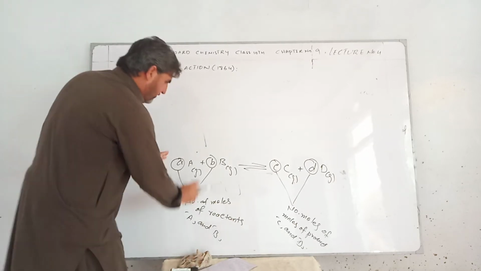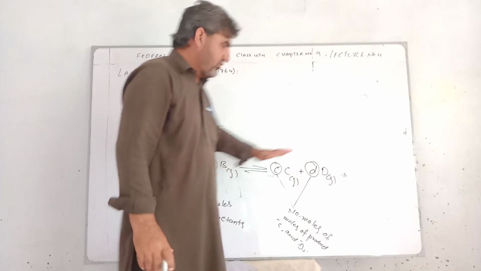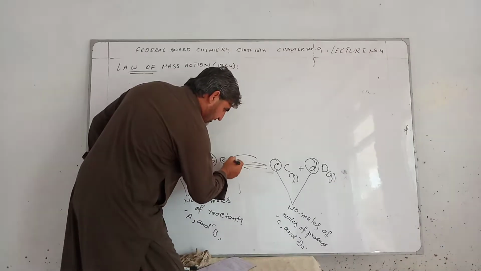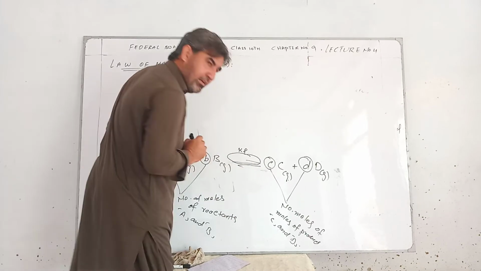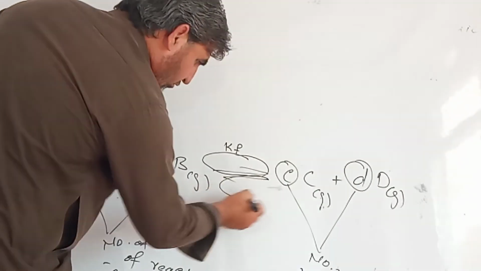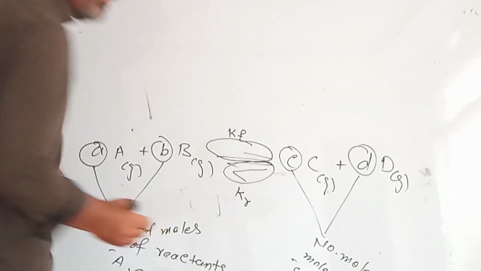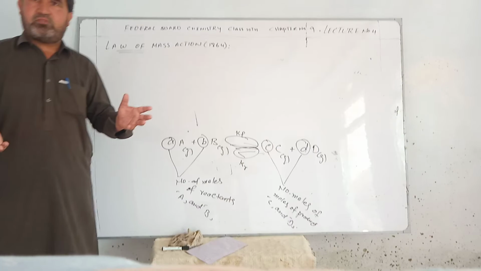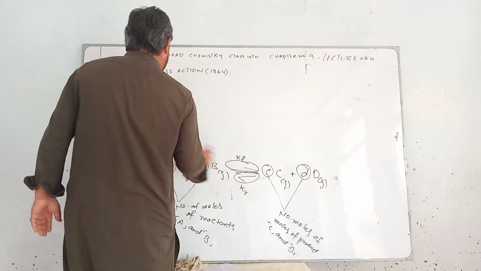Now the reactants will react with each other and give the products. This shows the forward reaction, which is represented by Kf, and the arrow coming back toward the reactants will be shown by Kr, so that the products are coming back towards the reactants and show the reverse reaction.